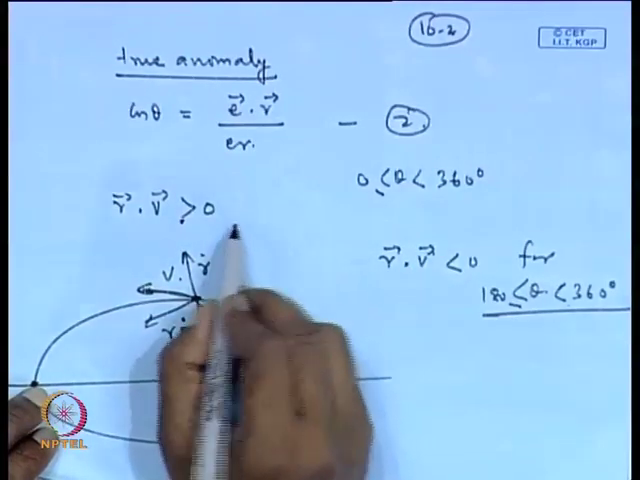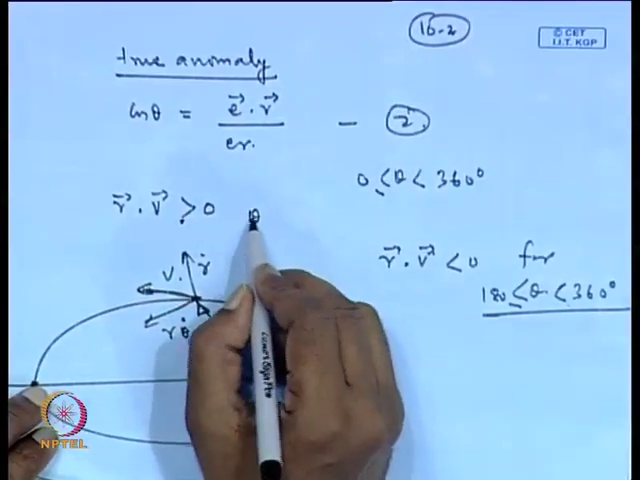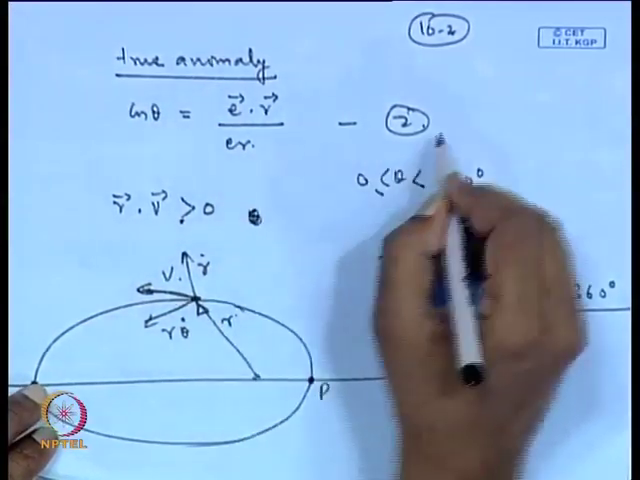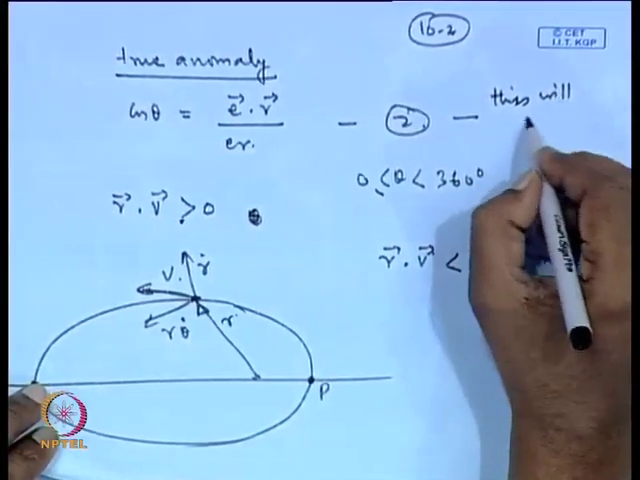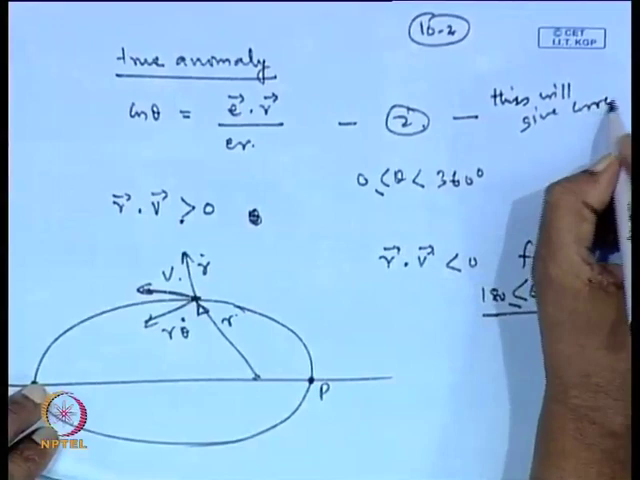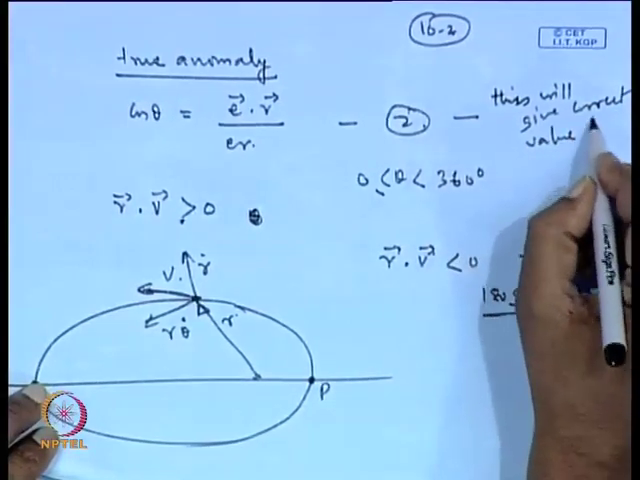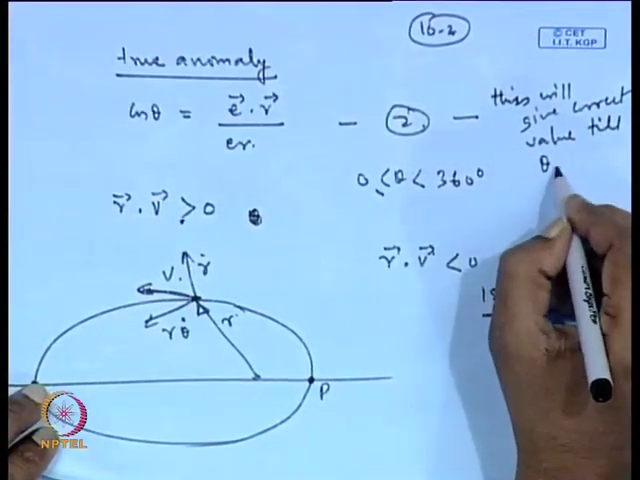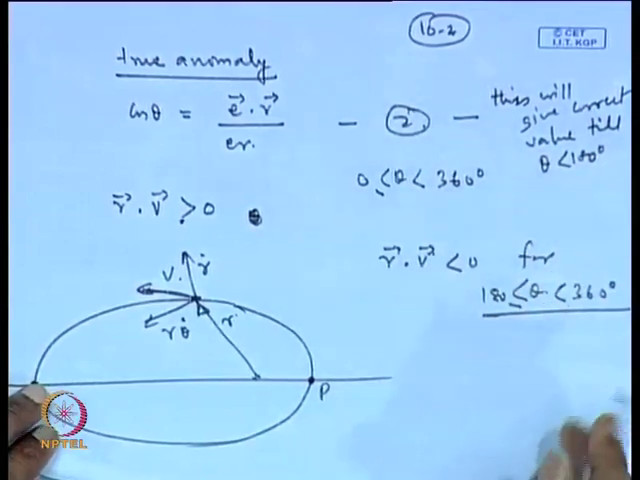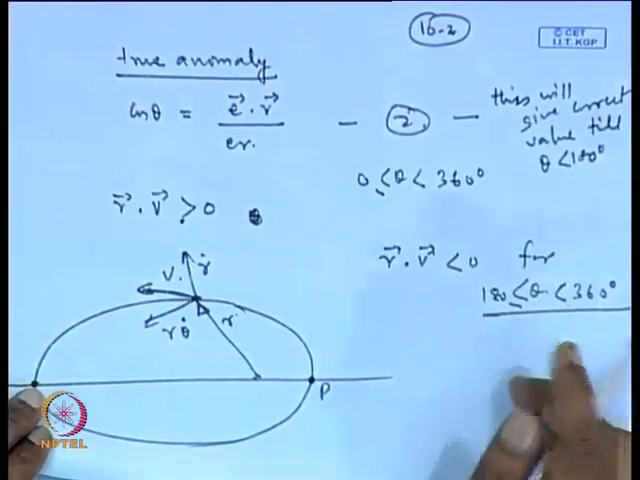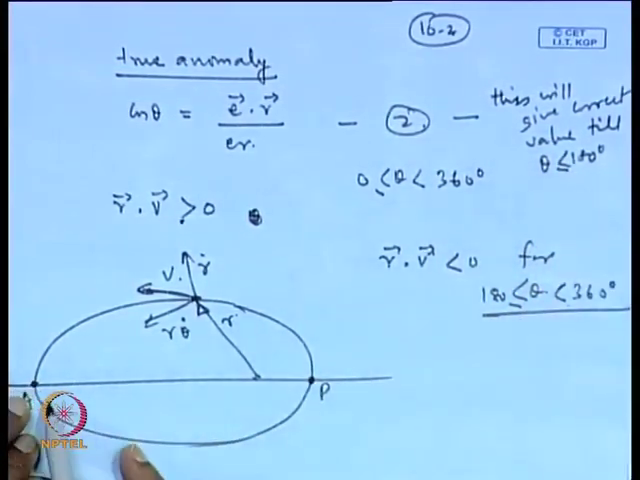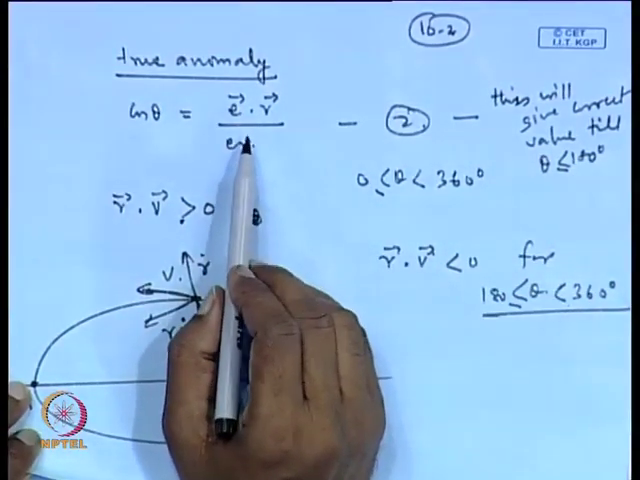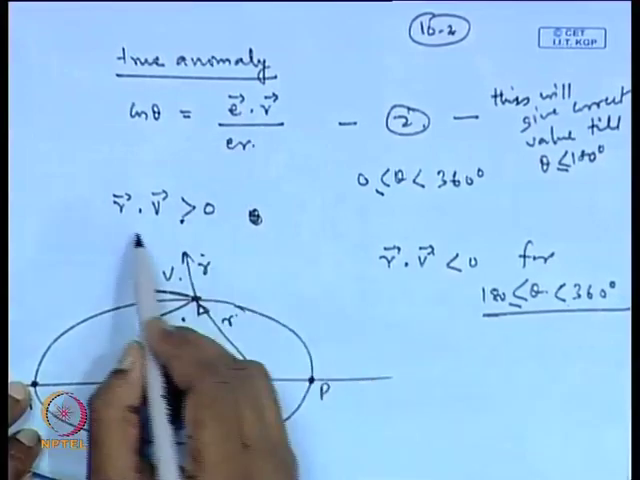And this is valid for theta lying between, okay, so this will give the correct value till theta less than or equal to 180 degrees. As soon as we exceed that, we are coming into this domain. So then we have to take care of the proper sign, and this proper sign can be resolved using these two inequalities.